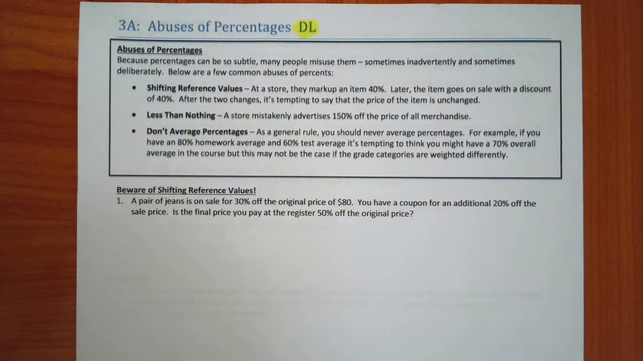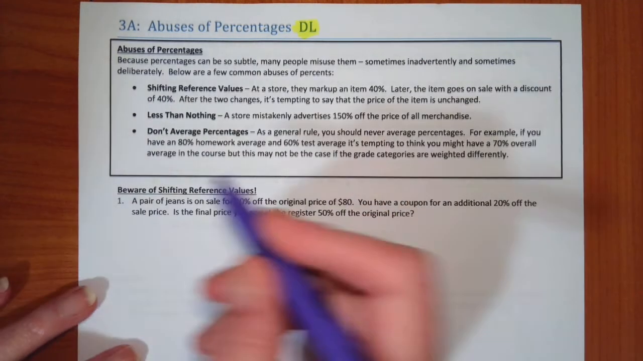A pair of jeans is on sale for 30% off the original price of $80, and you have a coupon for an additional 20% off the sale price. Is the final price you pay at the register 50% off the original price? Well, it's tempting to say yes it is, and this is something that stores use on a regular basis for those of us who are not as attuned to this as we could be. Okay, but this is going to be a shifting reference value.